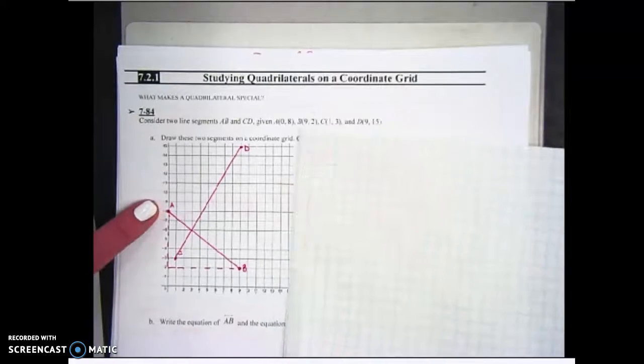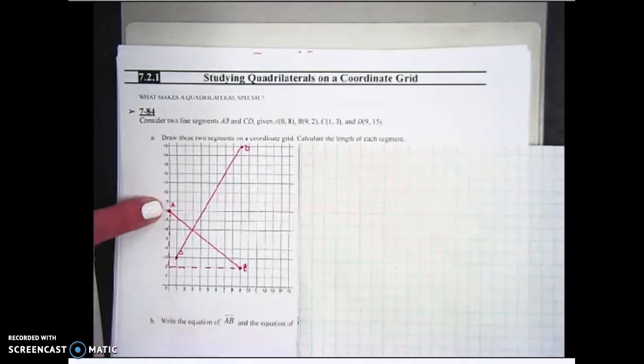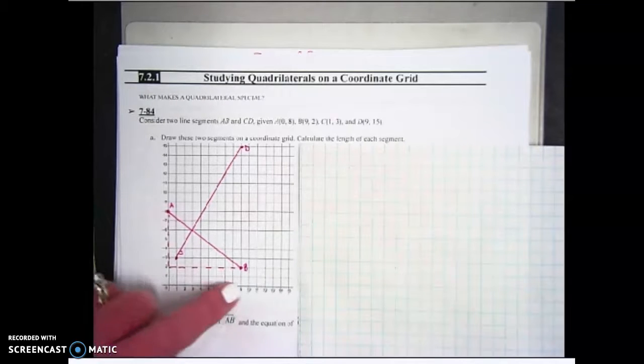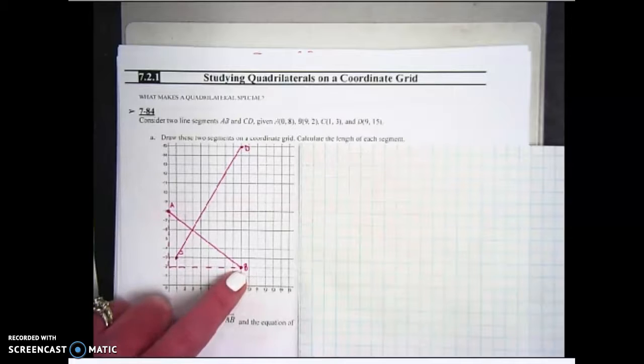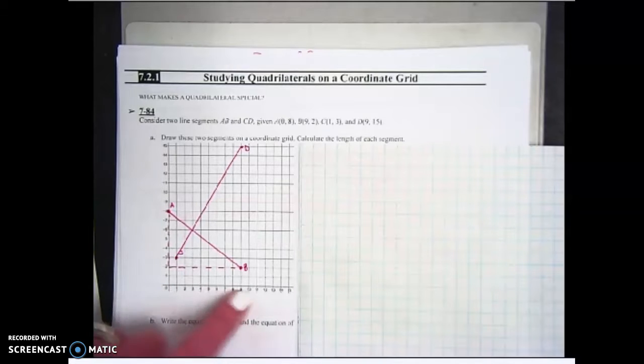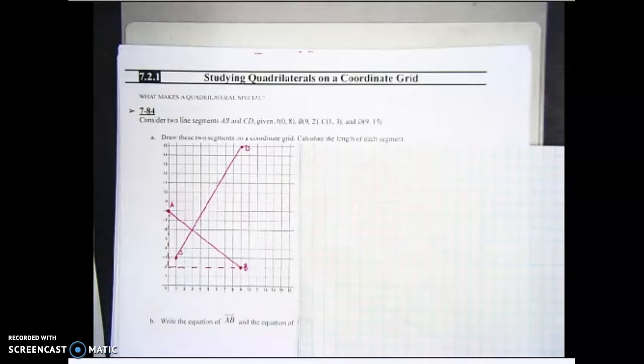For point A, which is at (0, 8), you're going to go 0 to the left or right, and then go up 8, put a point, and label it with the letter A. B is at (9, 2), so you're going to go to the right 9, up 2, put a point, and label it B. C is at (1, 3), so 1 to the right, up 3, put a point, label it C. D is at (9, 15), so you go 9 to the right, up 15, put a point, and label it D. Okay?